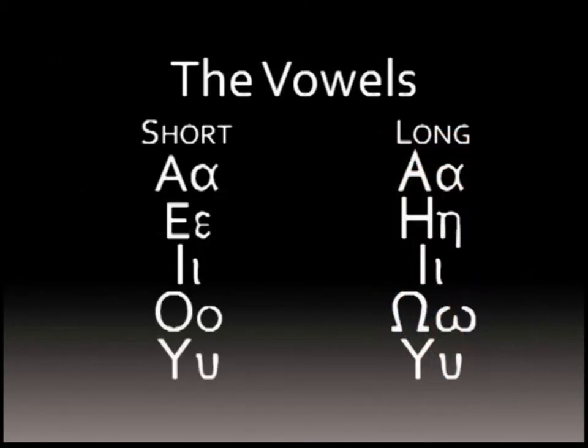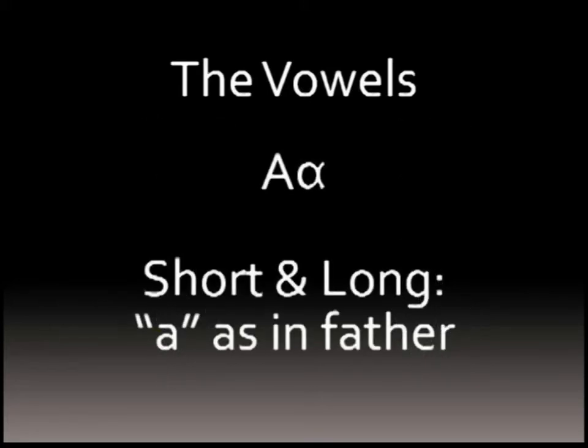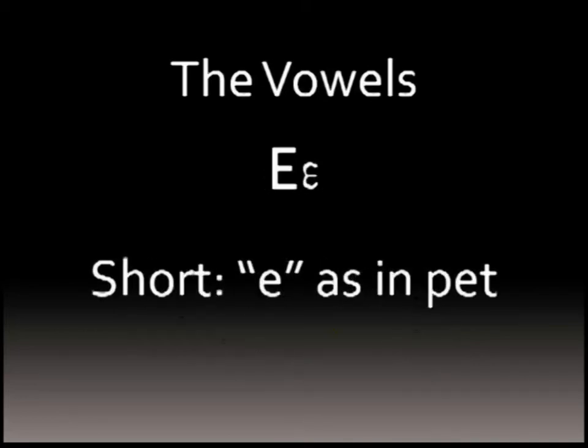Here is a chart of the short and long vowels in the order of A, E, I, O, U for both the short and the long. We're going to go through the way each one of these is pronounced. First, the alpha. Both short and long are pronounced like the A in father, ah. You might make a distinction between how long the duration is, but there is no difference as far as how it's pronounced. It's not a as in apple for the short and ah for the long. They're both ah. Epsilon is only short, and it's pronounced as the e in pet.